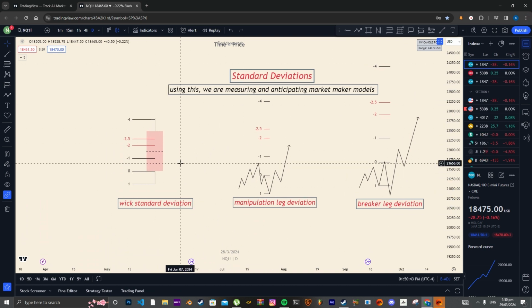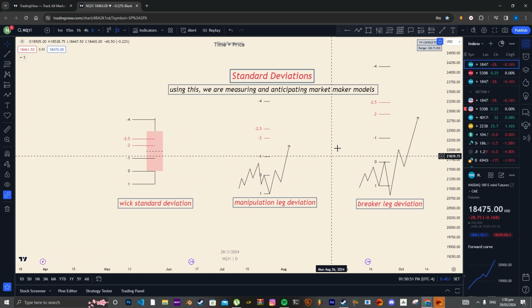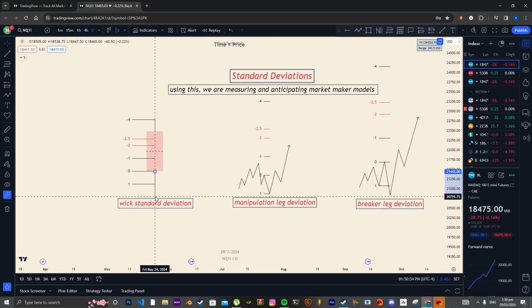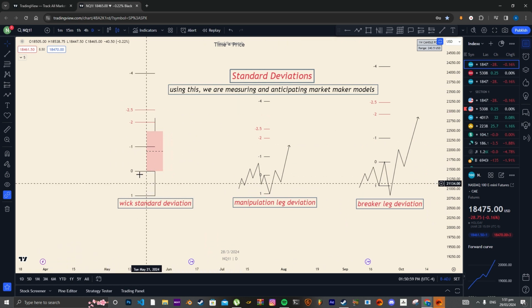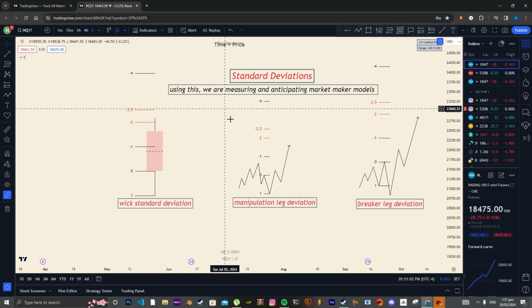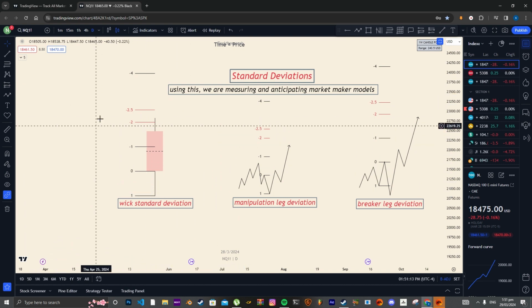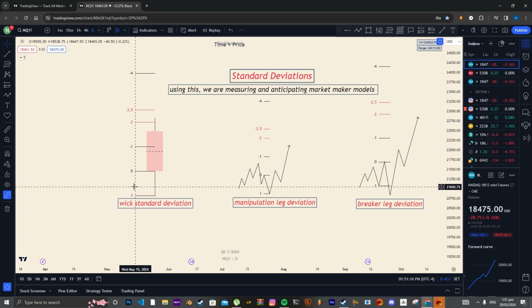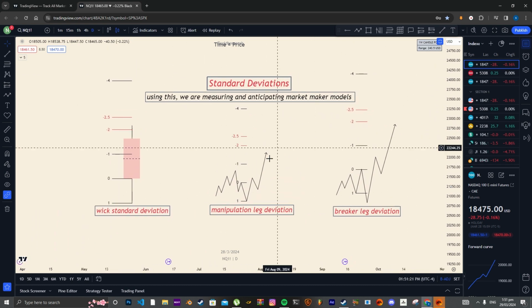I really only use the Wick standard deviation if, for any reason, we don't have a clear manipulation leg or a clear breaker leg, but let's say we have a very large wick, and we all know that wick is manipulation. If it's a high time frame candle, whether it's a weekly, daily, or 4-hour, you can just use the wick right here because this is going to be your manipulation leg, and then you can cast it out and see where price is likely to hit. You might see all these numbers, -2, -2.5, -1, 0, 1, and wonder what those numbers actually represent. I'll be going into that later today.